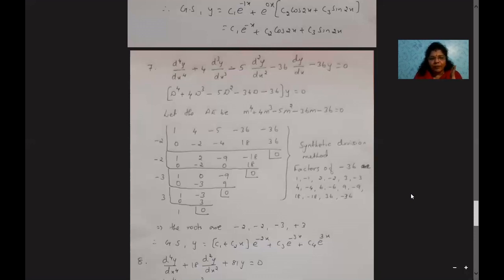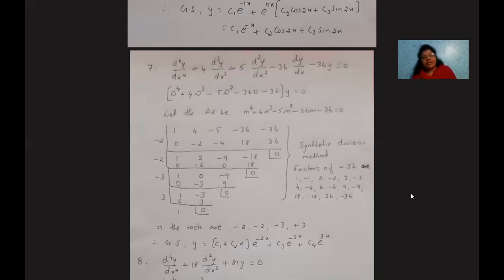Now the values 1, 0, minus 9 are the coefficients of a quadratic equation. We can solve this quadratic equation using the formula minus b plus or minus root of b square minus 4ac divided by 2a. Or you can use your calculator also.